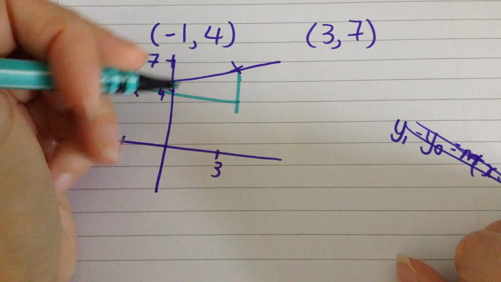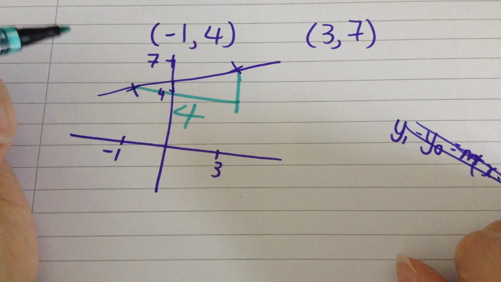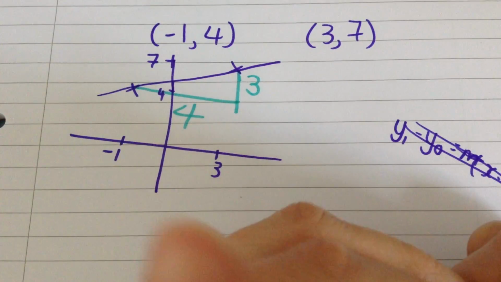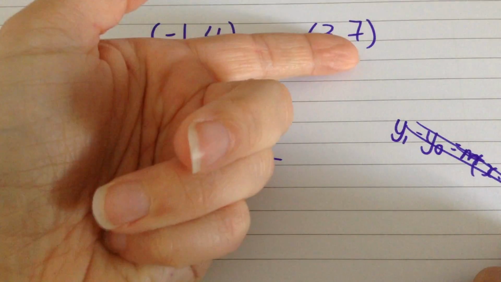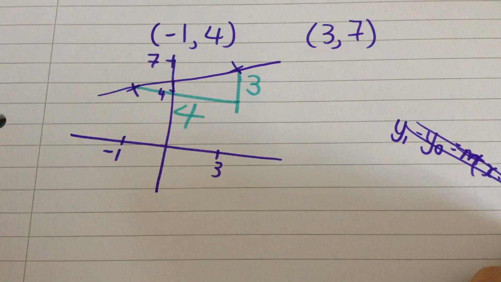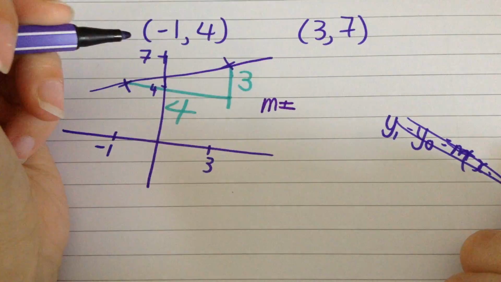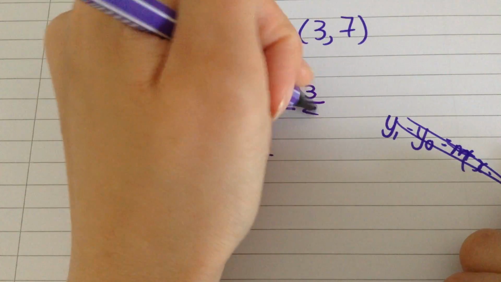So how much has it gone across? It's gone from -1 to 3, so it's gone across by 4. How much has it gone up? It's gone from 4 to 7, so it's gone up 3. And you say to yourself, is the line going up? Yes, it is. So it's going to have a positive gradient. So the gradient is going to be rise divided by step, so 3/4 in this case.